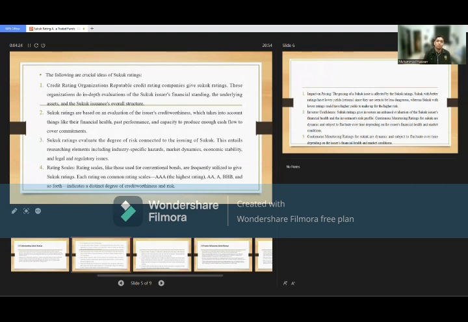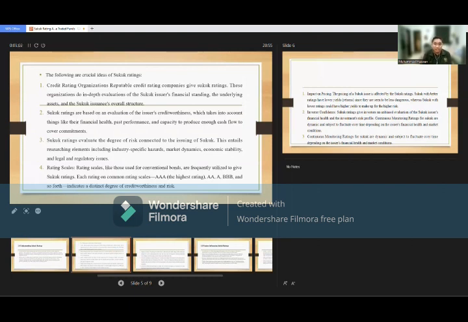And the second one is that Sukuk ratings are based on evaluation of the issuer's creditworthiness, which takes into account things like financial health, past performance, and capacity to produce enough cash flow. And the third one is that Sukuk ratings evaluate the degree of risk connected to the issue of Sukuk. They entail researching elements including industry-specific hazards and also market dynamics, economic stability, and legal and regulatory issues.